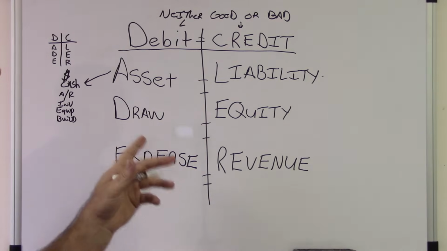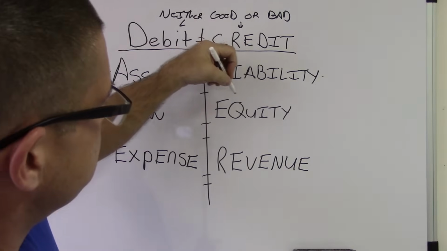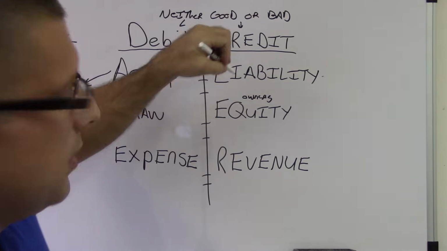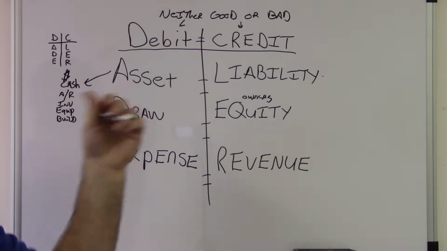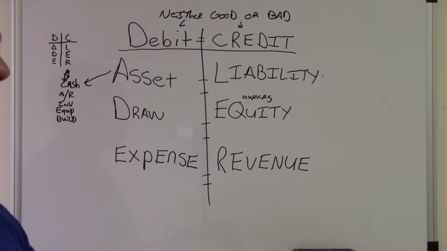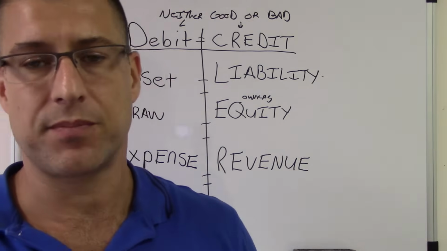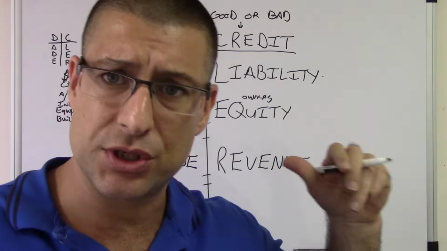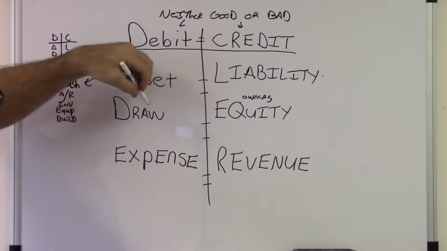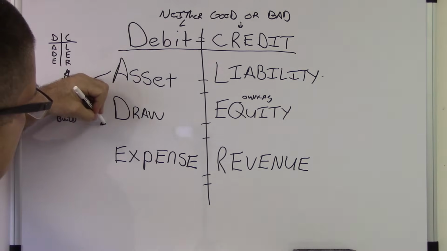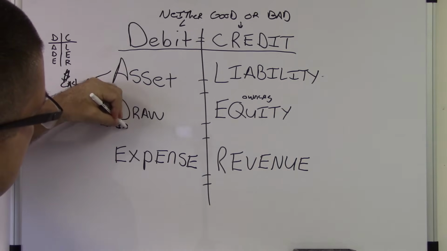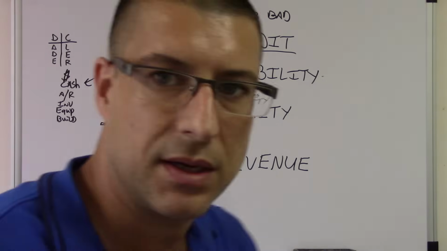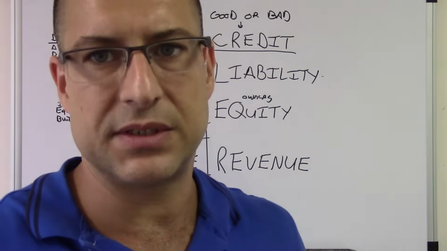A draw is when an owner, this can also be owner's equity. You might see this as owner's equity. But anyways, when the owner writes a check to himself, it's a draw. Or if it's a corporation, it could be a distribution or a dividend. And it's almost the other side of equity. So distribution is the draw. An expense is something you spend in the hopes of making some money for your business or whatnot.